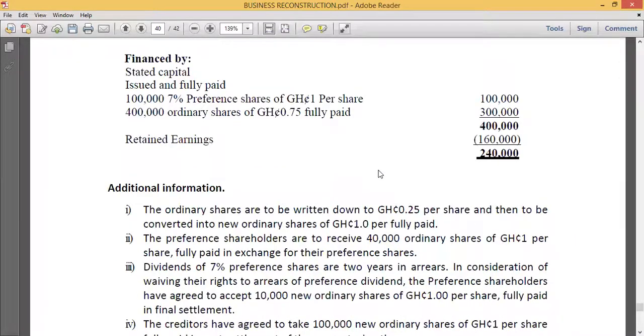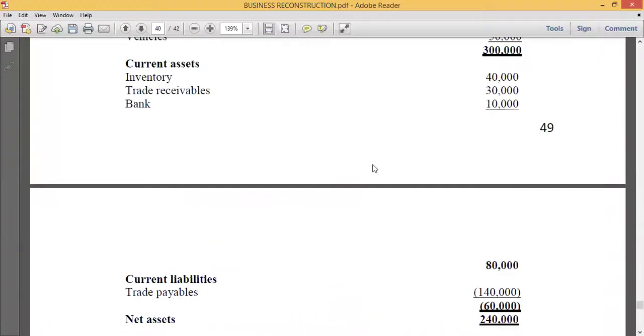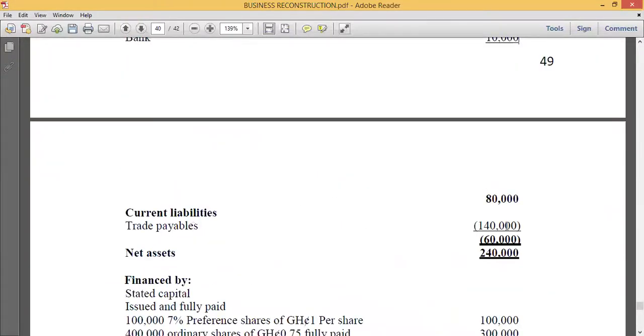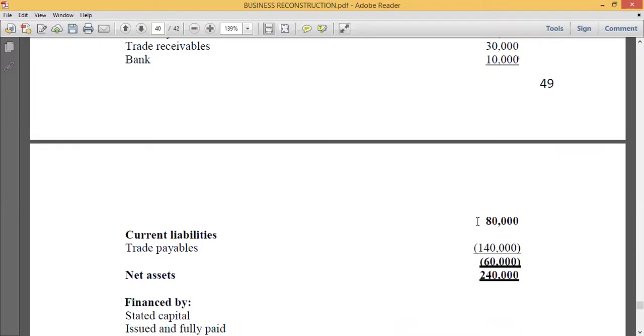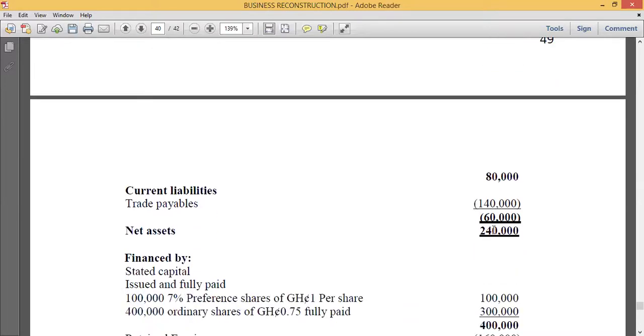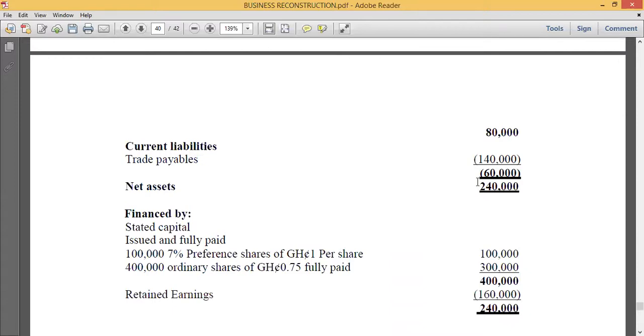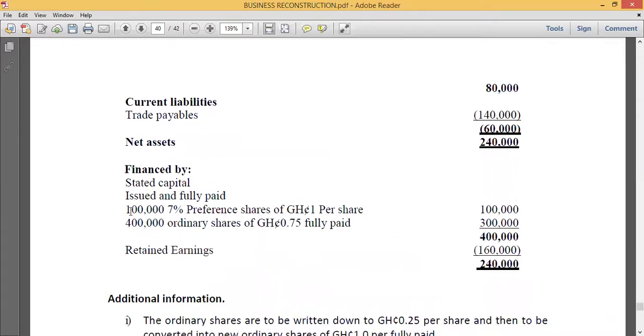Now, the current liability, the trade payable, is even more than the current asset, giving us a negative working capital of 60,000. No news, but the business is struggling. Now the net asset is 240. Stated capital is made up of preference share and ordinary share capital, which is 400 in total. Retained earnings is negative, so take it off, and we get 240.